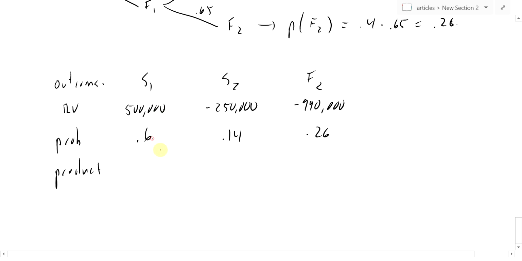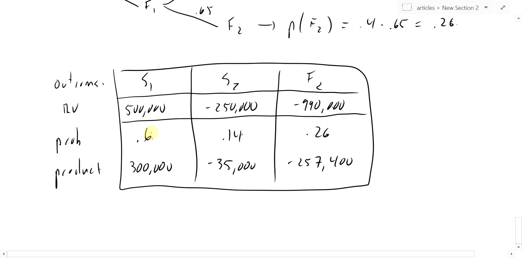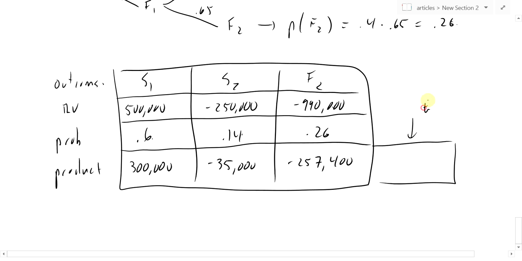multiply down. This times this is 300,000. This times this is minus 35,000. This times this is minus 257,400. And we'll put all this in a big box, in a table. Three outcomes, three numbers assigned to each outcome, three probabilities, and multiply it down. And then what's our expectation value? Calculate it by adding these three numbers up, and it's 7,600.